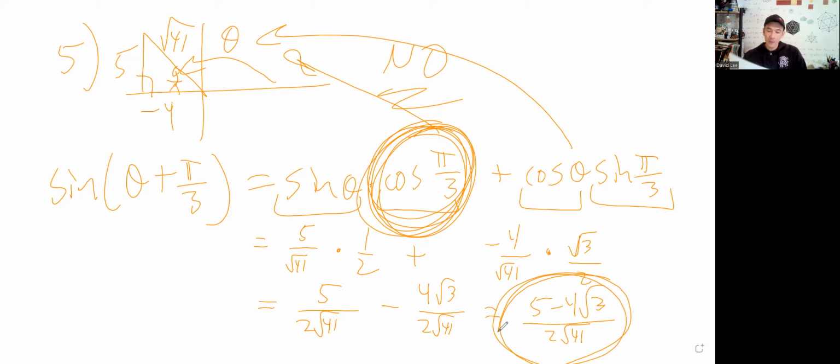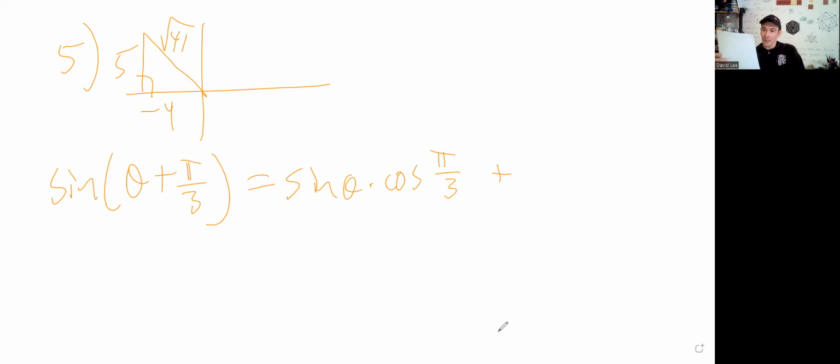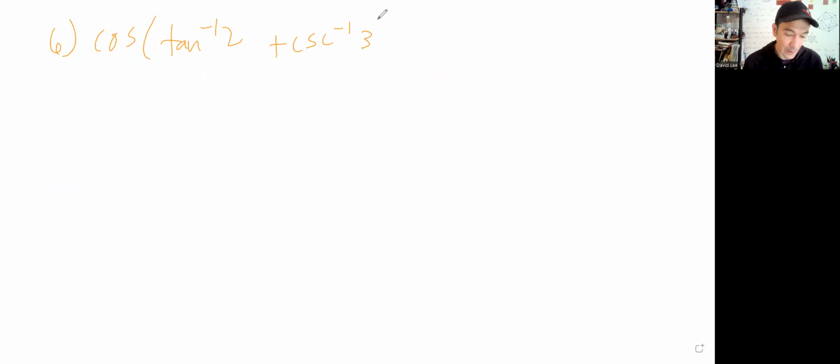Number 5. Number 6, state the exact value of that. All right, let's shut this down. So we have cosine of tangent inverse of 2 plus cosecant inverse of 3. Here, this is the kind of problem where I would make 2 triangles.